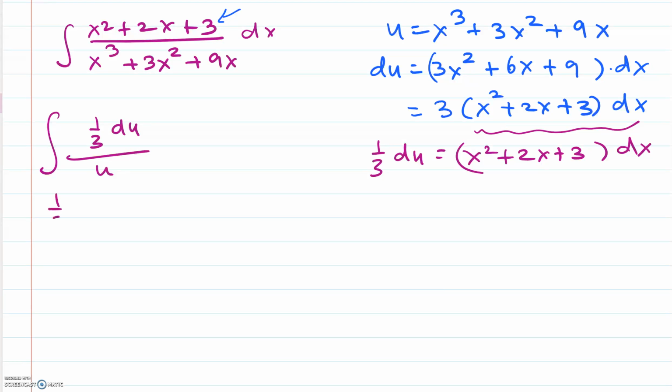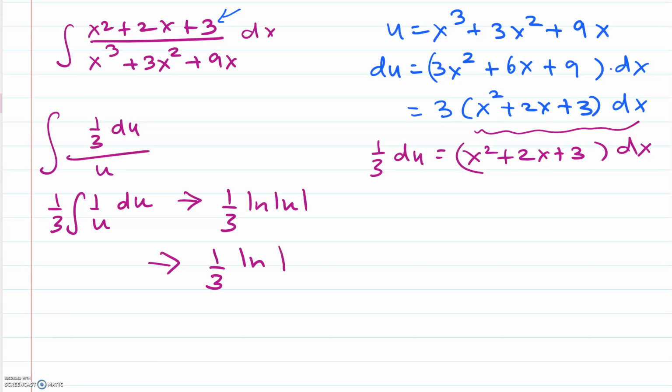Okay, so pull the 1 by 3 outside. So integral 1 by u du. This will become 1 by 3 ln absolute value of u. Going back to x, 1 by 3 ln absolute value x cubed plus 3x squared plus 9x plus c. Okay, let's do this problem.